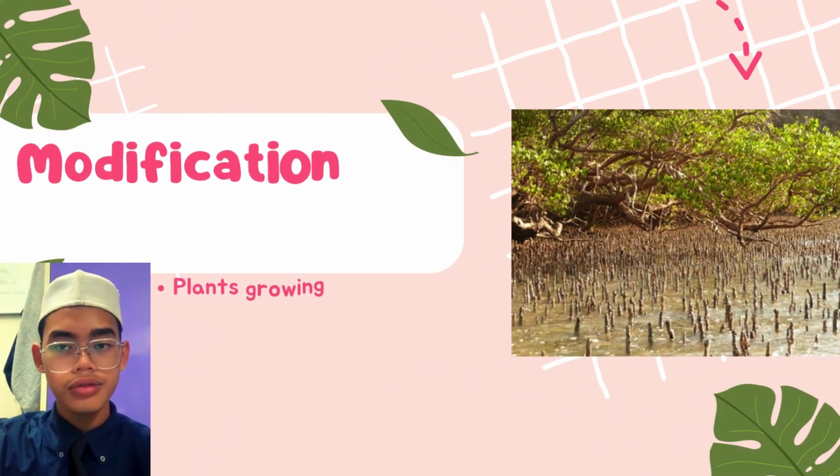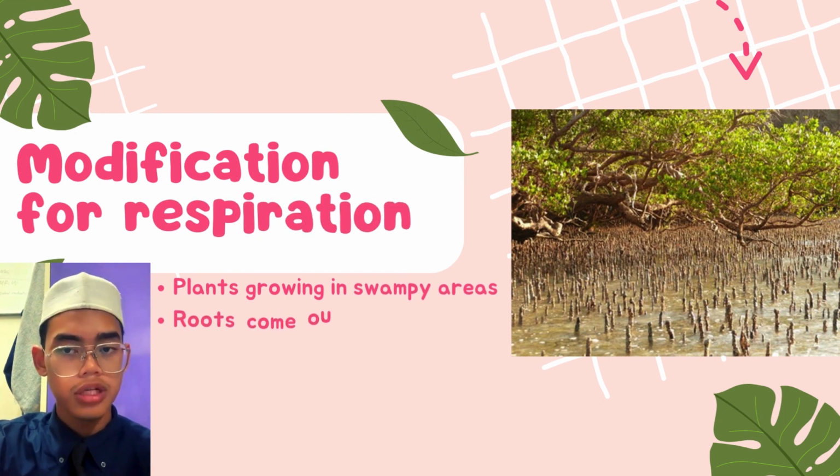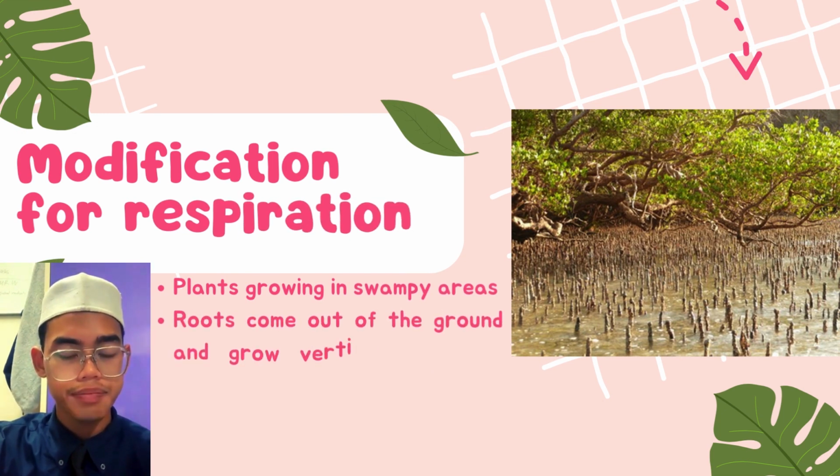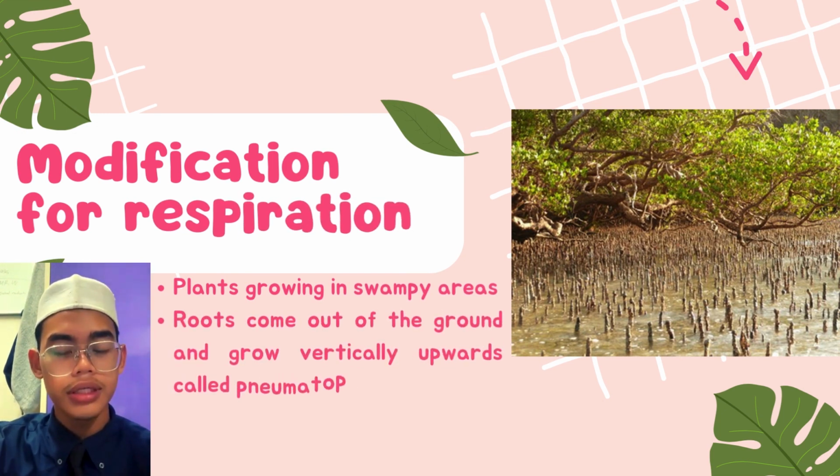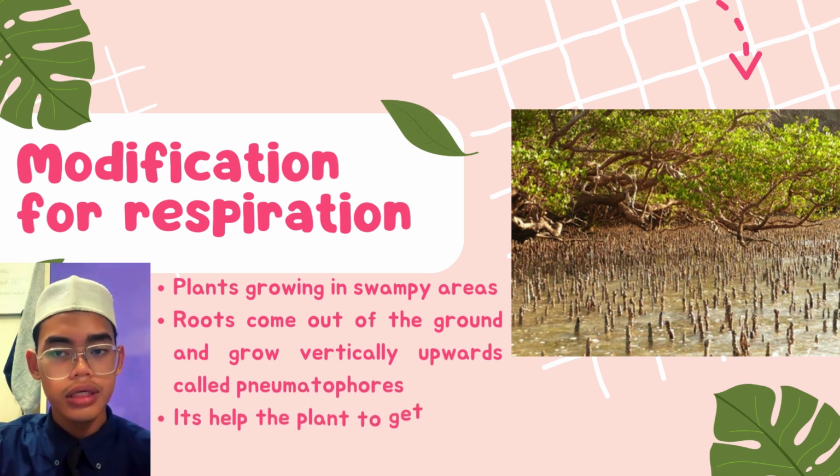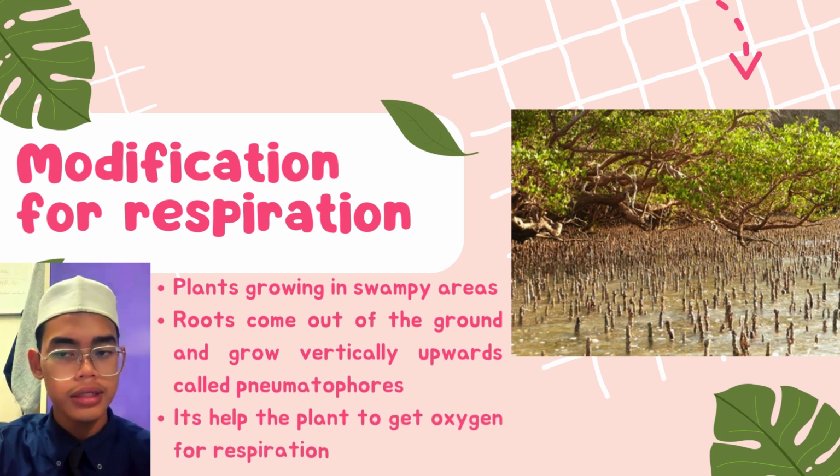Our last root modification is modification for respiration. This type of modification is for plants that grow in swampy areas. Roots come out of the ground and grow vertically upwards, called pneumatophores. It helps the plant to get oxygen for respiration.